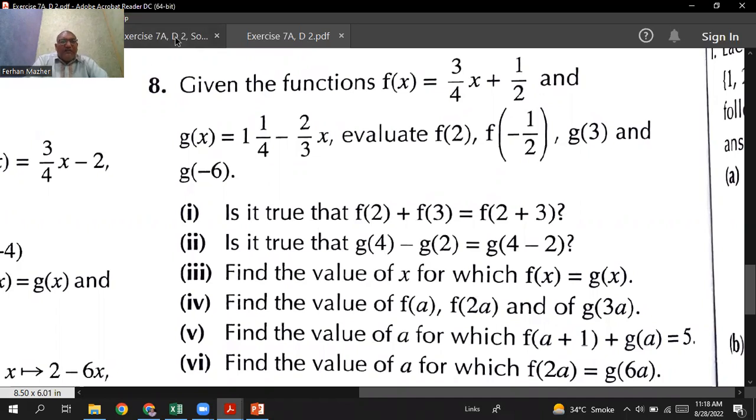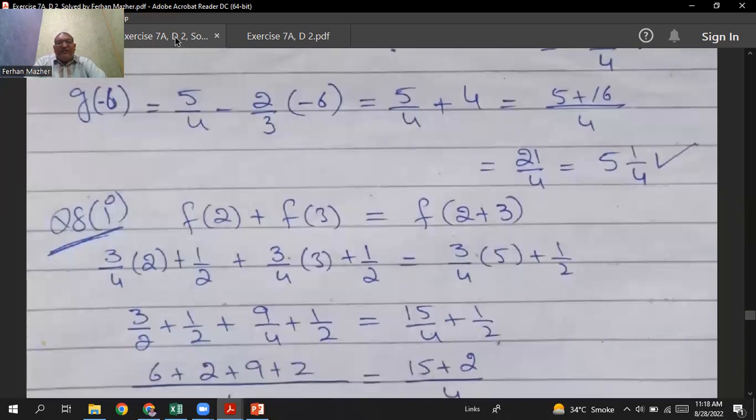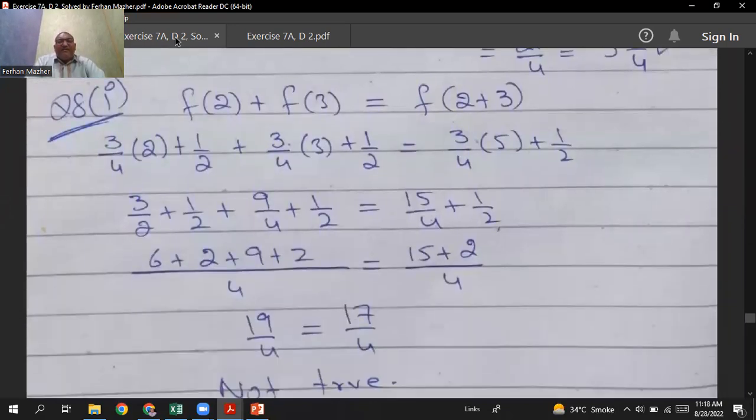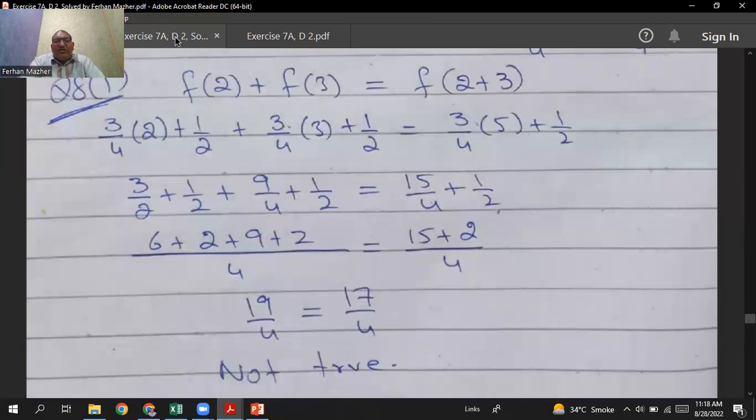So let me show you how I will find the value of the left side. I will find the value of the right side, and we will see if both the sides have the same answer or not. If the answer is the same from both the sides, then it means the statement is right. But if the values are not the same, then we will say no.